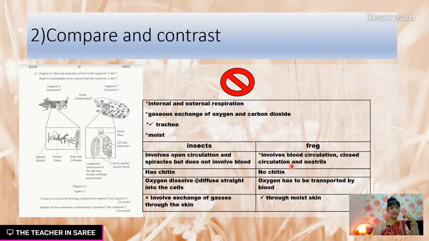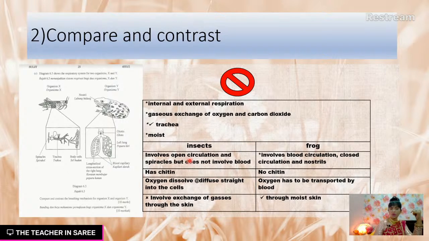The next one. He wants to do it in the form of a table. I respect that. Fine. But look at how they have mixed the points, many points in the same row. Involves open circulation and spiracles, but does not involve blood. Here, the frog involves blood circulation. Yes, closed circulation. Yes, nostrils. But when you are comparing in this manner, this is totally wrong because you are not comparing them in a proper manner.